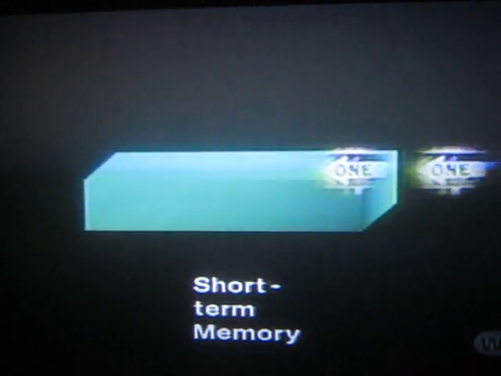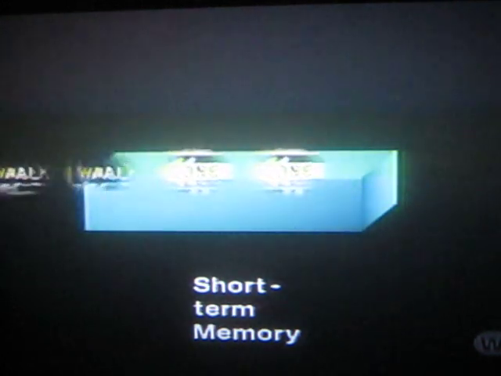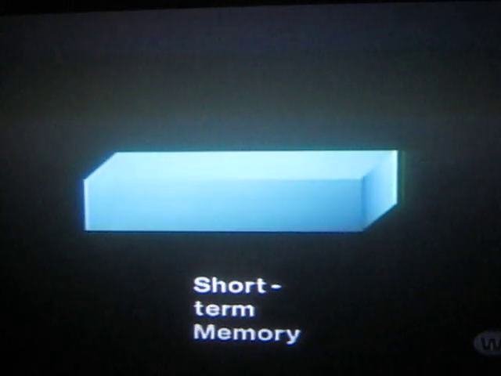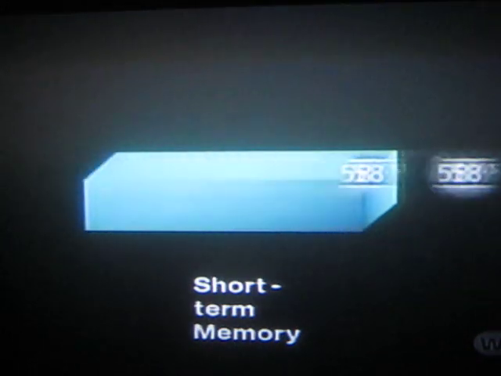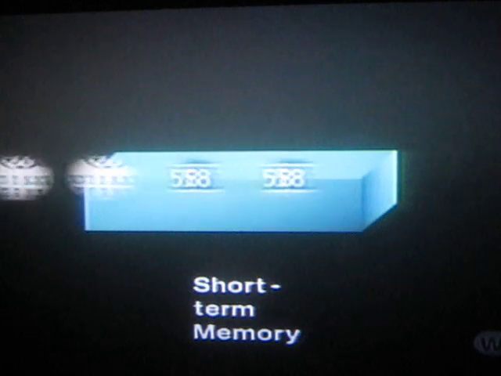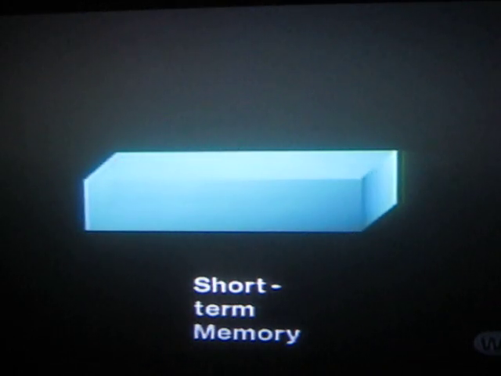But short-term memory has two major limitations. First, only a small amount of information can be held there. And second, the information can only be held for a short amount of time. It fades as soon as we shift our attention elsewhere. The new always pushes out the old.